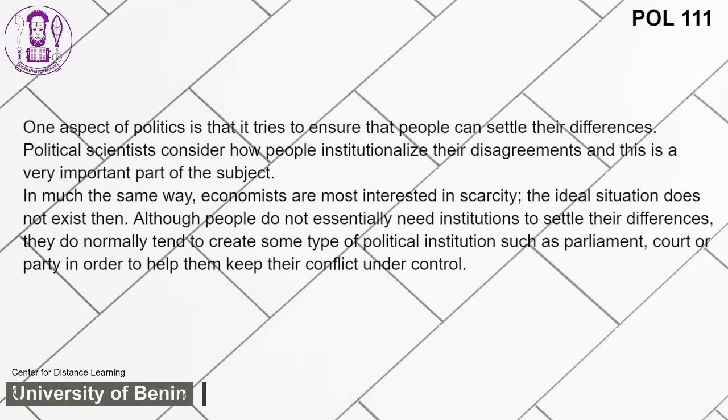Political scientists consider how people institutionalize their disagreements, and this is a very important part of the subject. In much the same way, economists are most interested in scarcity. The ideal situation does not exist then. Although people do not essentially need institutions to settle their differences, they do normally tend to create some type of political institution such as parliament, court, or party in order to help them keep their conflict under control.